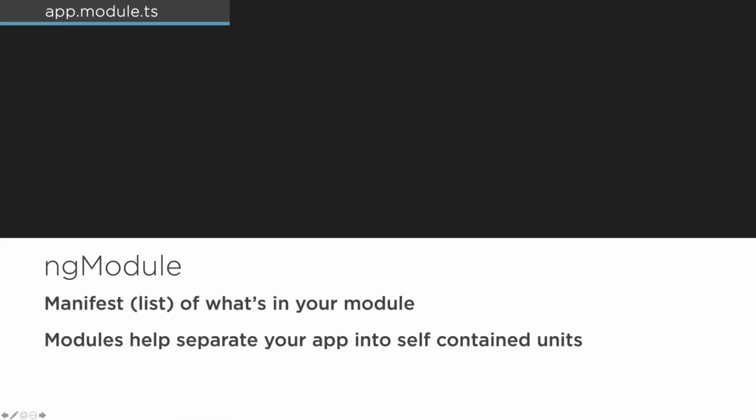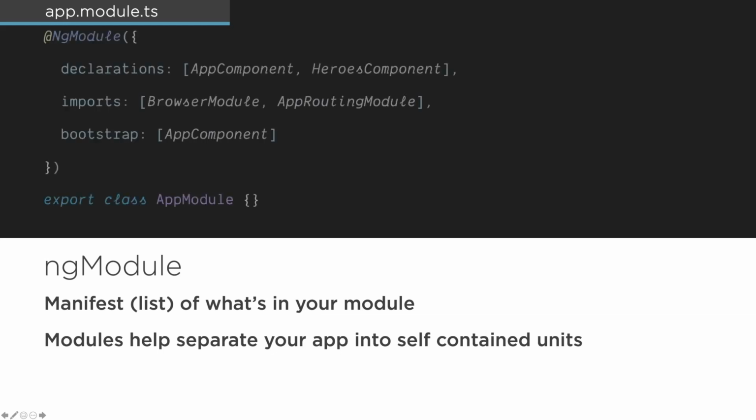So that app module is really important. I like to say it's a manifest. It's basically the list of everything that's inside of our module, or in this case, our application too. So what does that thing contain? It contains everything our app needs to know to start.